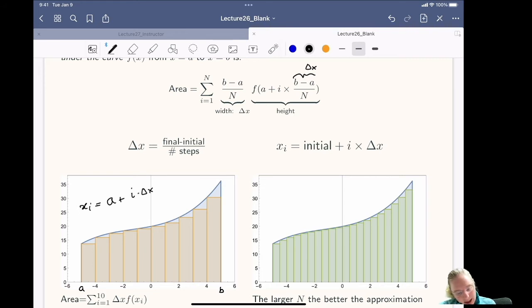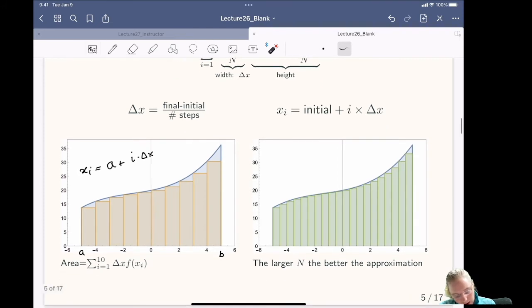All right, and that gives us our width and our height, and you multiply all those together and you sum them, and that gives you the area of all your rectangles down here, which approximates the area under your curve.